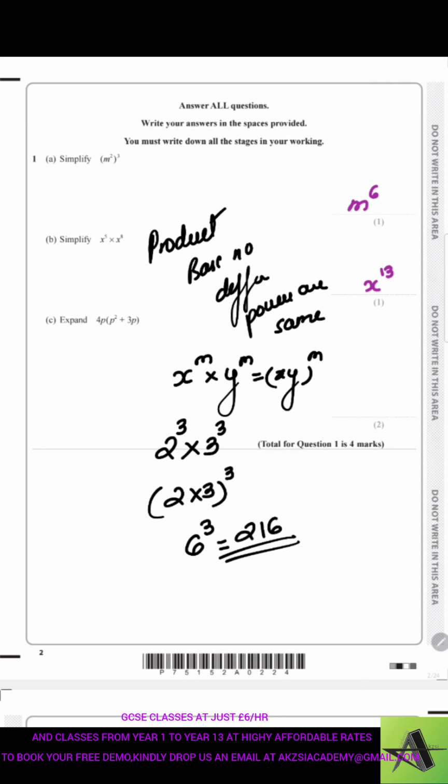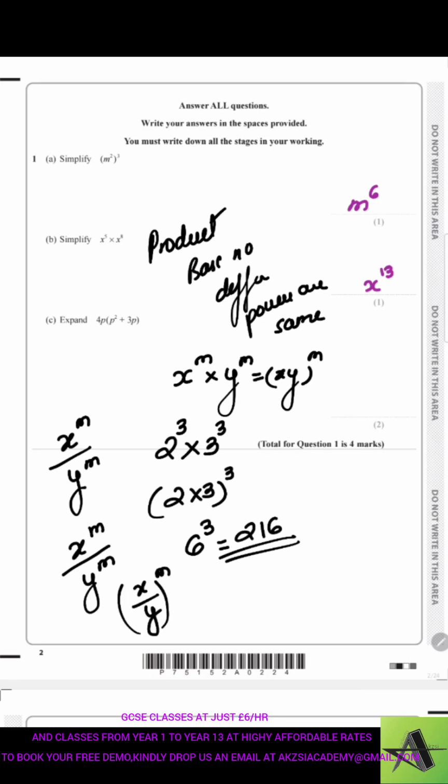The second is if you are dividing, having different base numbers but the same power. So it would be x to the power of m over y to the power of m. Clearly the base numbers are different but the powers are the same. So x to the power of m over y to the power of m will become x over y whole to the power of m.